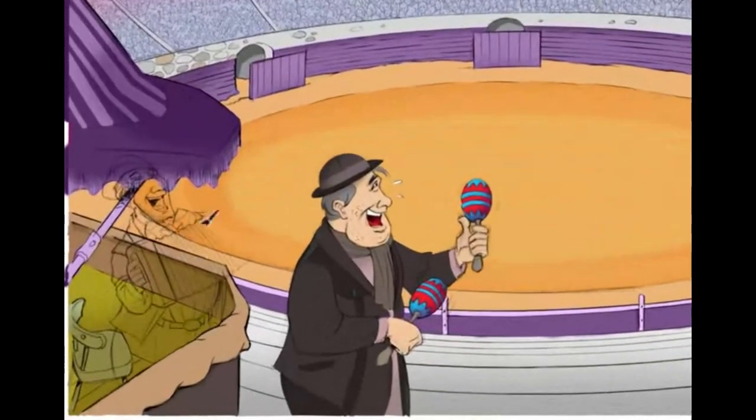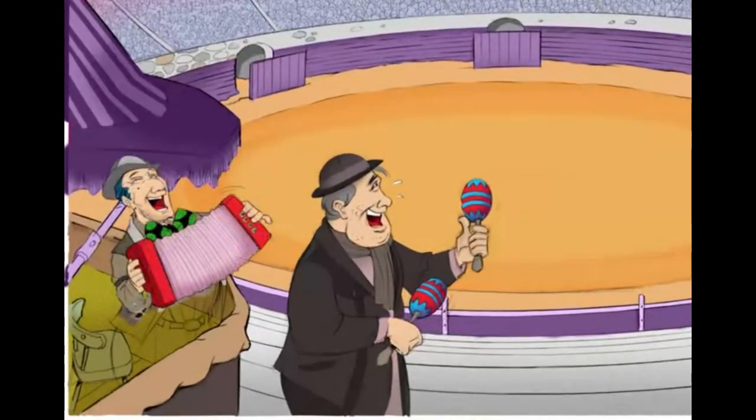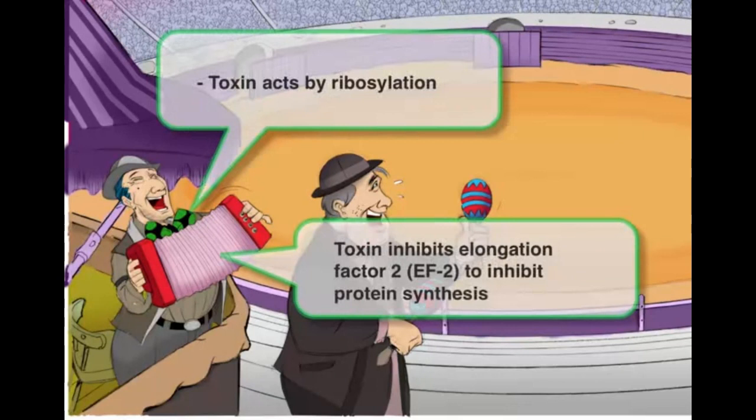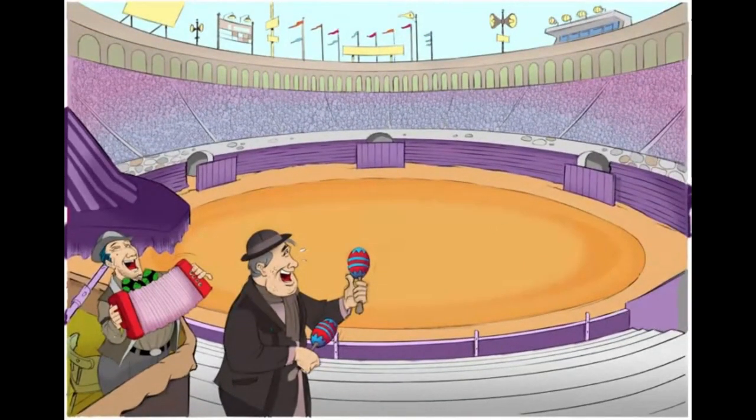We'll remember all of this by drawing a man playing the accordion here in the stadium. We want this accordion, which can elongate, to remind you of elongation factor 2. We've also given him a nice big bow tie to remember ribosylation, and it's placed right above the accordion. So, ribosylation of elongation factor 2 inhibits protein synthesis. This inhibition of EF2 and protein synthesis leads to cell death.